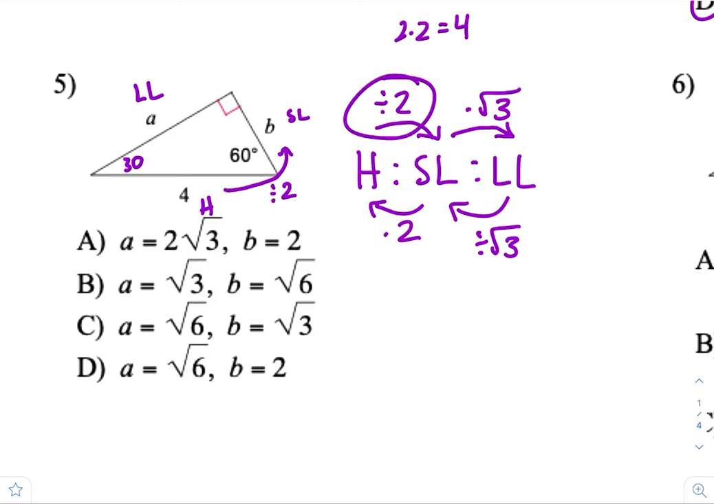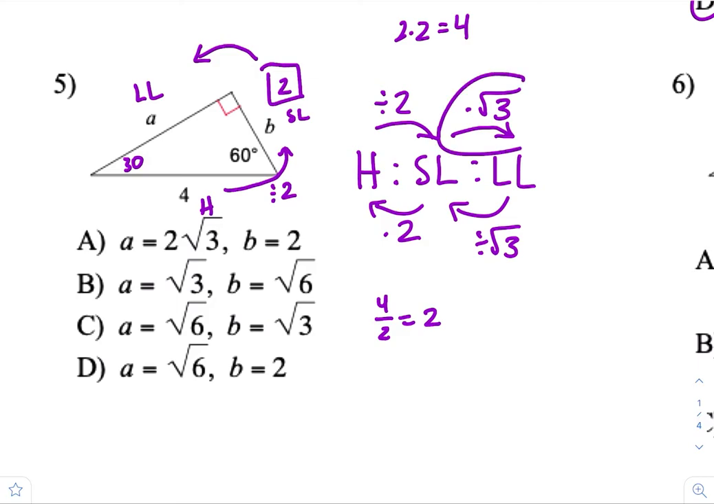It says it right there, right? Hypotenuse to short leg, divide by 2. 4 divided by 2, you guys, is 2. So short leg is 2. Now to go from short leg to long leg, you guys, so look at your ratios list. Short leg to long leg, multiply by the square root of 3. So 2 times square root of 3, you guys, is 2 radical 3.